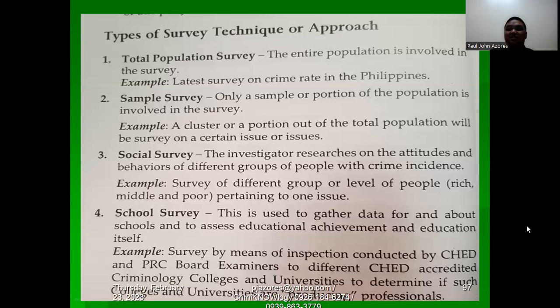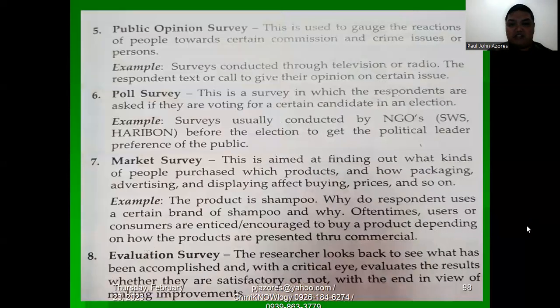School survey. This is used to gather data for and about schools and to assess educational achievement and the education itself. Example, survey by means of inspection conducted by the CHED, the PRC board examiner, to different CHED accredited criminology colleges and universities to determine if the colleges and universities are producing professionals. So that is school survey. They are investigating, or they are studying, if the schools as a quality education are offering what is required by the law for them to produce professionals.